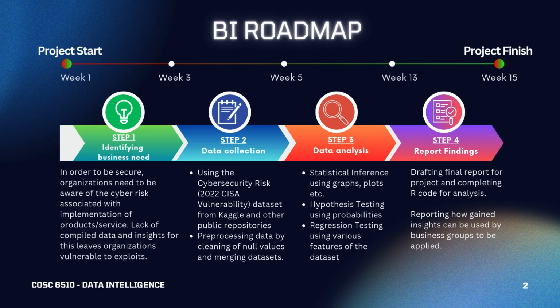Moving on, this is the roadmap that I have come up with. Step one is going to be identifying the business need, which we have discussed in the previous slide. Step two is going to be the data collection step. For this, I have analyzed several datasets, both from public repositories and from Kaggle. We'll start off by pre-processing these datasets to clean them of null values and other imperfections, and then merge these datasets in order to create a superset.